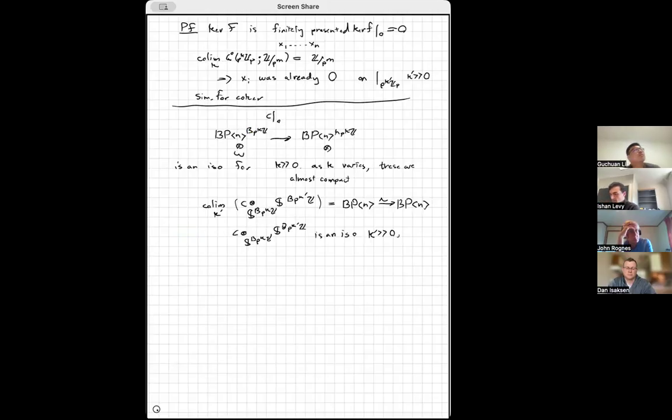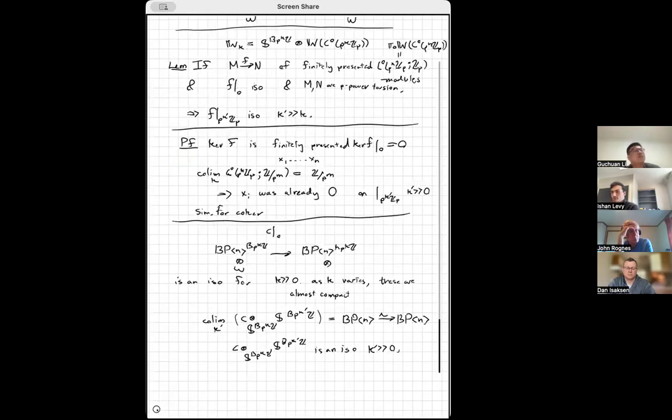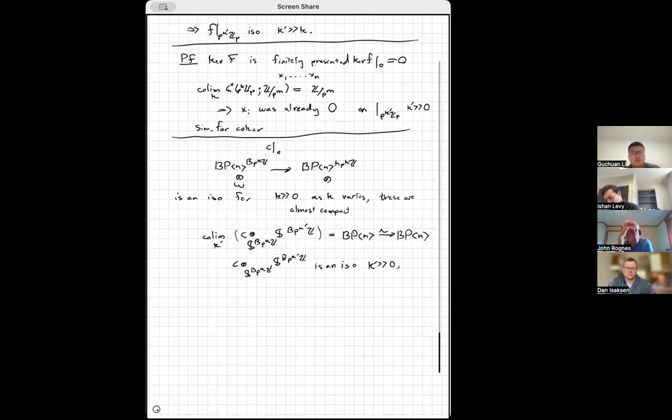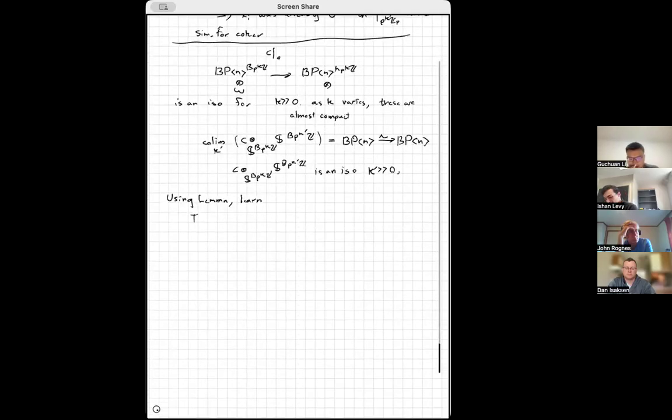And then using this lemma, sorry, so then using the lemma, you learn that THH of BP<n> to the BP to the K Z, if you tensor it with W, well, we were interested in this comparison map to the same thing with the non-trivial action.